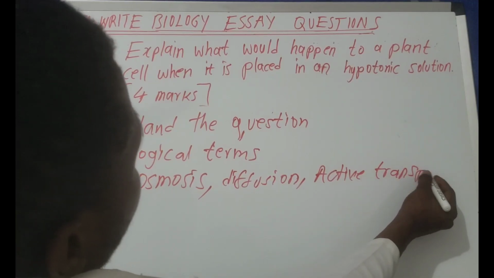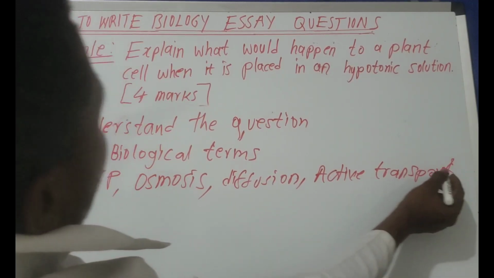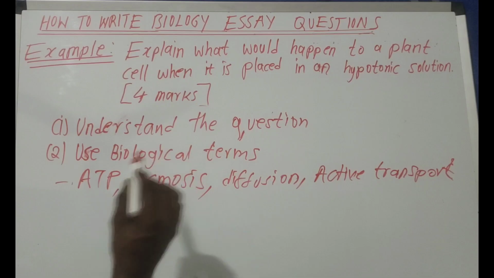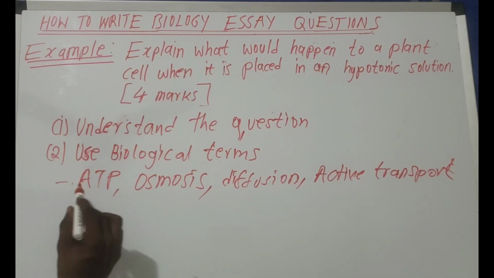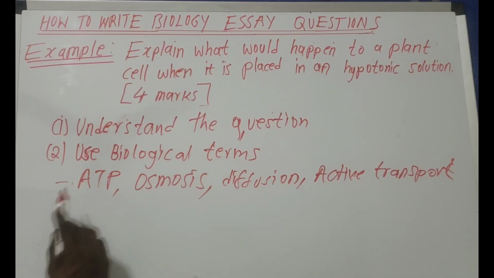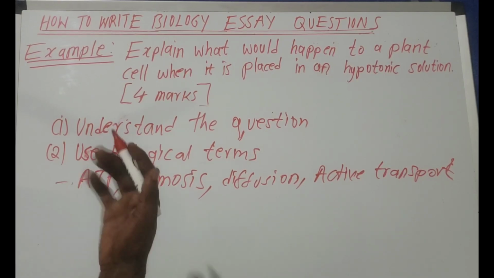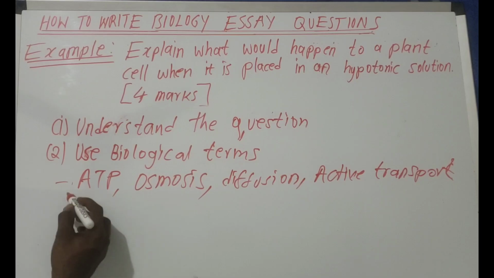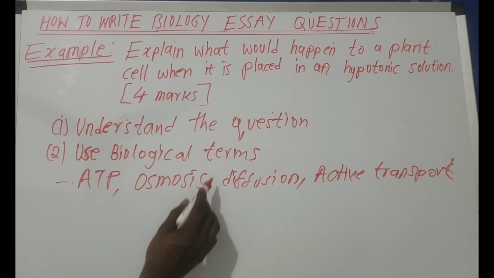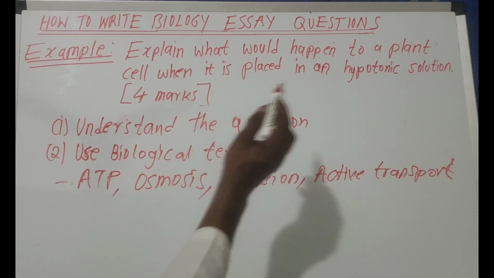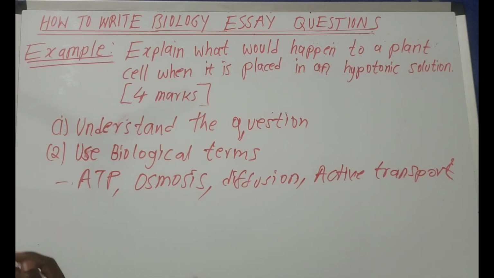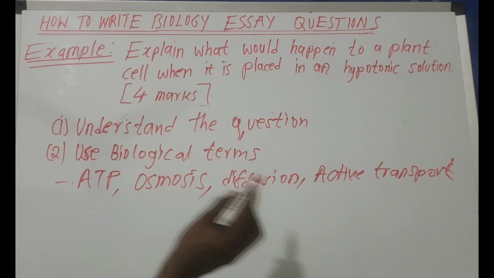So all these are what? Biological terms. So you need to understand that whenever you are dealing with essay questions, you should be using terms like this, the biological terms. For example, if you are dealing with respiration, instead of saying energy will be produced, you will say there will be the production of ATP. Instead of saying water will move from region A to region B, you say osmosis will occur. Then you continue with explanation. So these terms are very important.